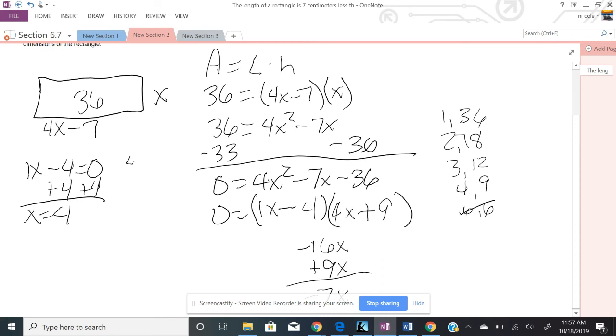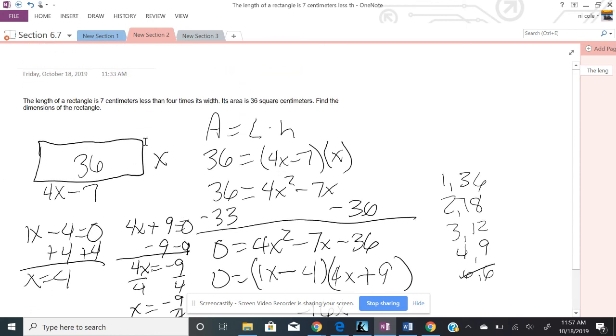Or I have 4x plus 9 equals 0, minus 9, so 4x is equal to negative 9, divide by 4, so x equals negative 9/4. Okay, so let's go throw this in.